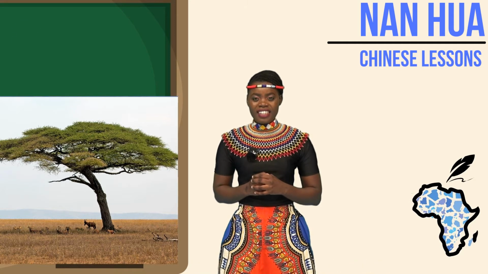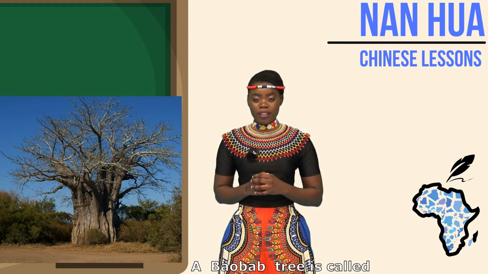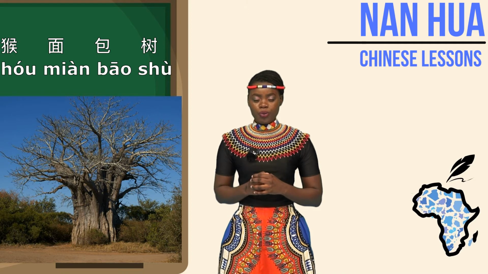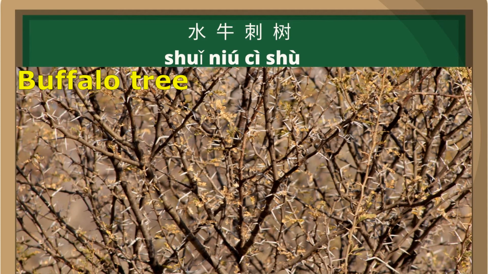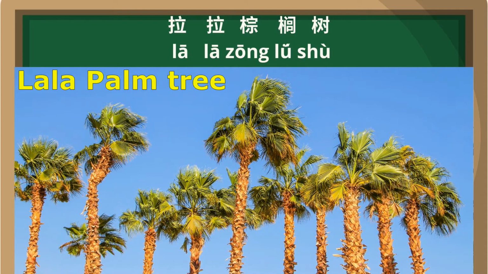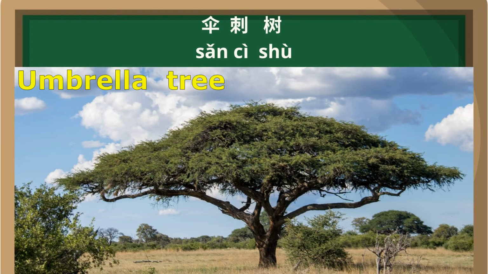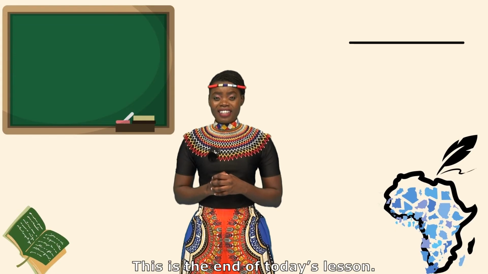tree is called 伞刺树。A baobab tree is called 猴面包树。Now, let's review the words again. 水牛刺树。黄木树。拉拉棕榈树。伞刺树。猴面包树。This is the end of today's lesson.